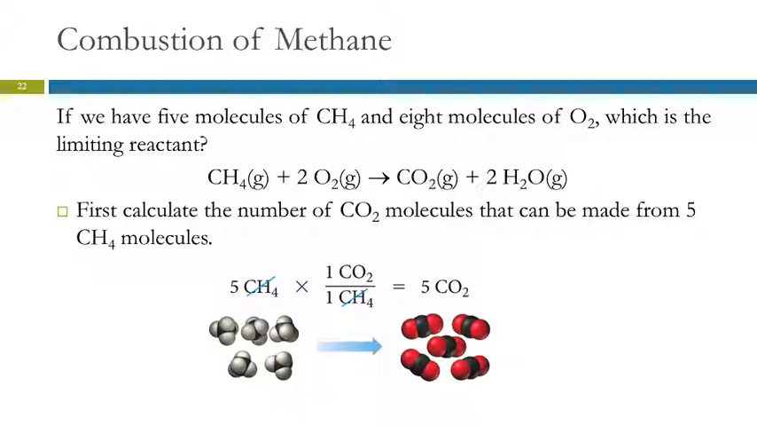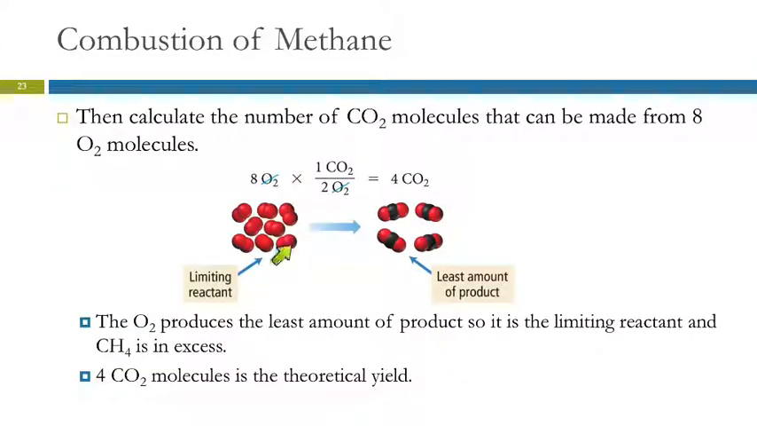We're going to do the same process we did with the pizza ingredients. So we're going to take the one reactant, the CH4, and we're going to figure out how much product could we make. So here we're interested in CO2. So 5 molecules of that, and we get 1 CO2 for every 1 methane. We could make 5 molecules of CO2. Then we'll take the other ingredient, the oxygen, 8 molecules of oxygen. Looking at the ratio from the balanced chemical equation, we get 1 CO2 requires 2 molecules of oxygen. So from these 8, we could make 4 CO2 molecules.